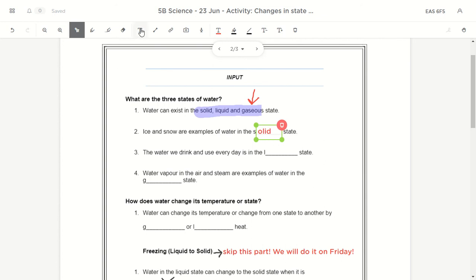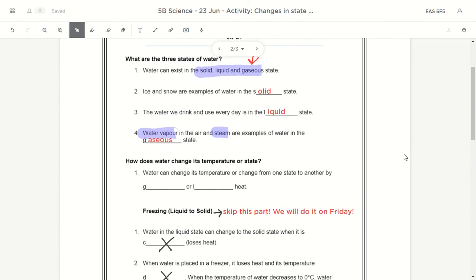The water we drink and use every day is called the liquid state. All right, and water vapor, which we have learned in air and respiratory system, and steam. Okay, water vapor and steam are what we call gaseous state. So again, try to spell it gaseous and not just gas. Although it's not exactly wrong, we want to use the proper terms. So gaseous state. All right.